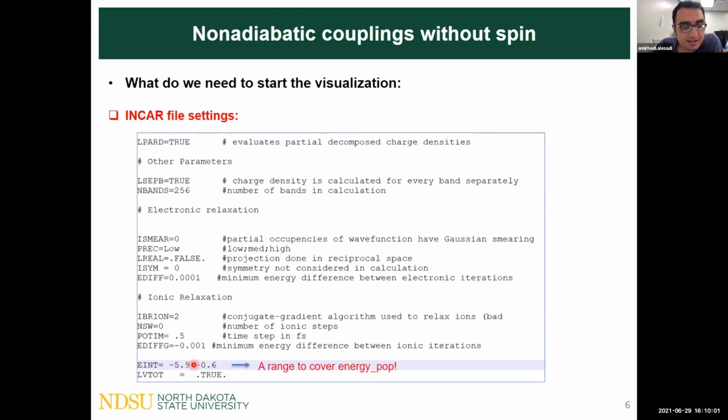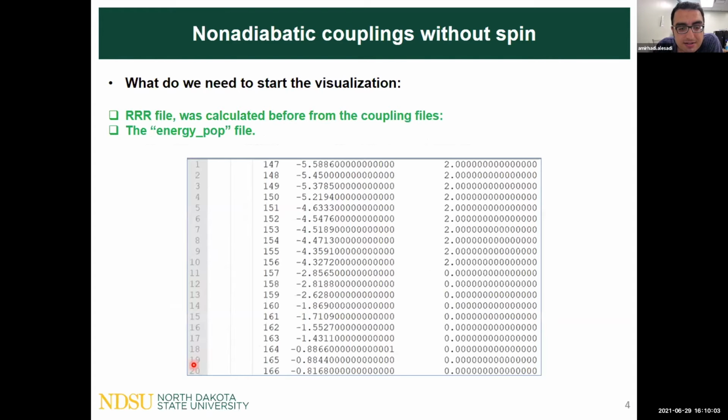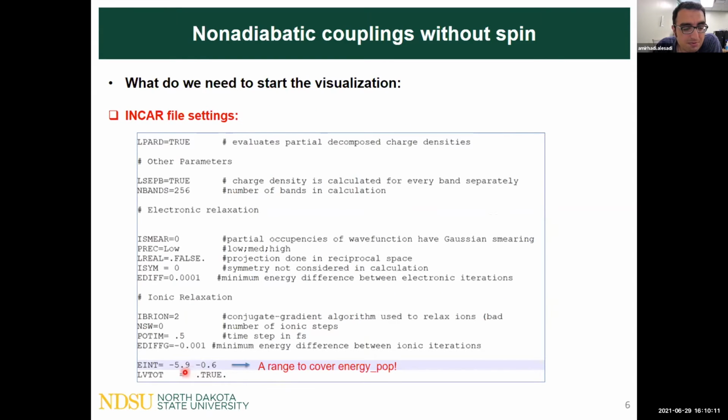that was assigned previously in the energy pop. For instance, here the range of orbital energies is minus 5.6 to minus 0.8, so I put minus 5.9 to minus 0.6 to cover the whole range of the energy pop. For each of them, we will have a partial charge file generated by this file.